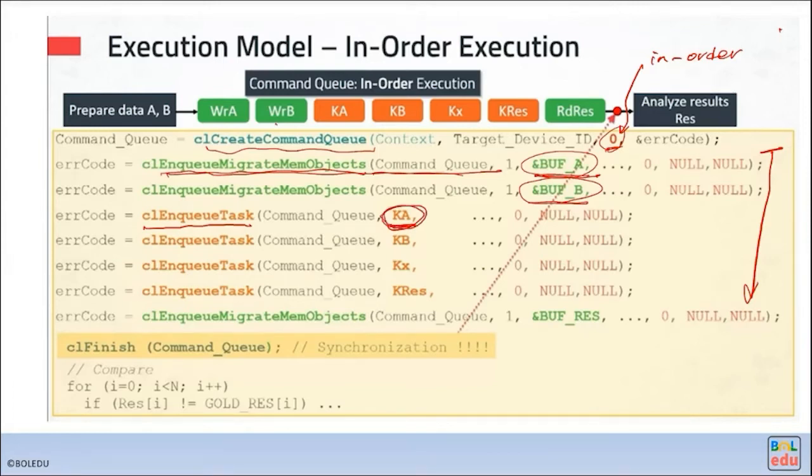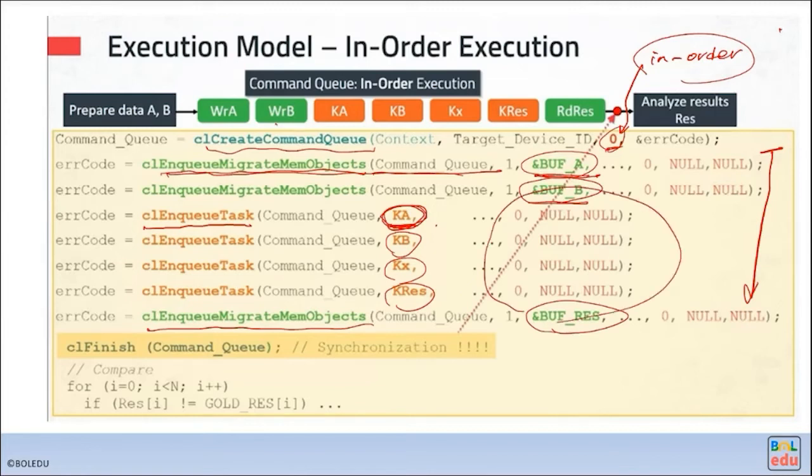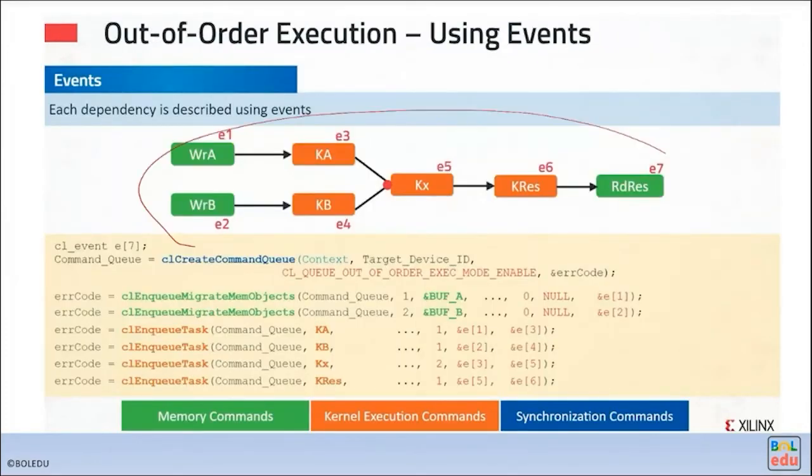So you will execute KA, KB, KX, and K result in sequence. And when the result is done, you move the data from global memory to host memory, and then you finish. So if it's an in-order command queue, you don't specify any event list or event generation, so it's null here. And this next example is the out of order execution, and this is the dependency graph.